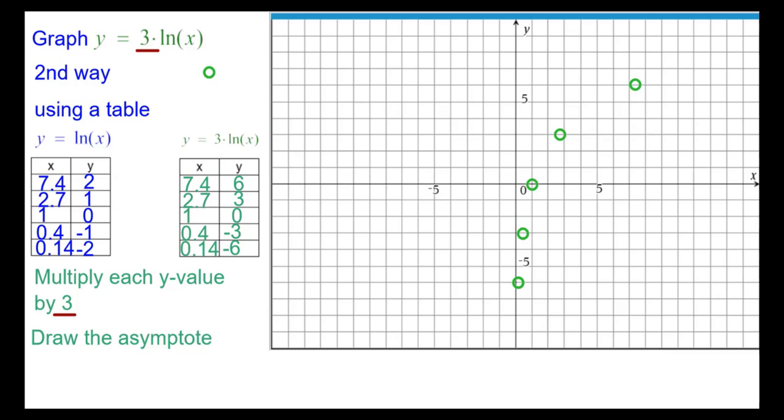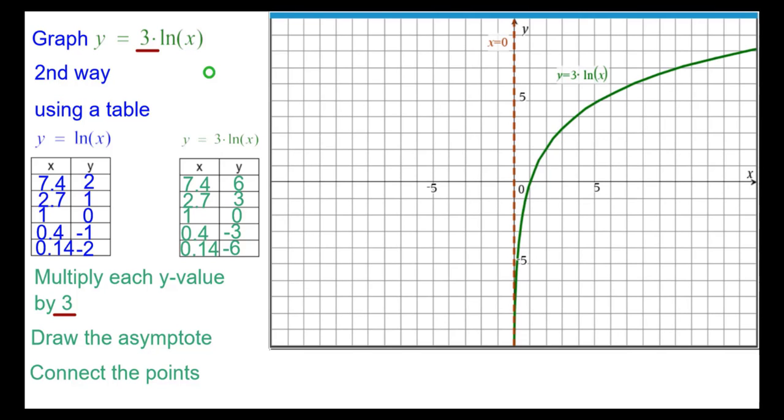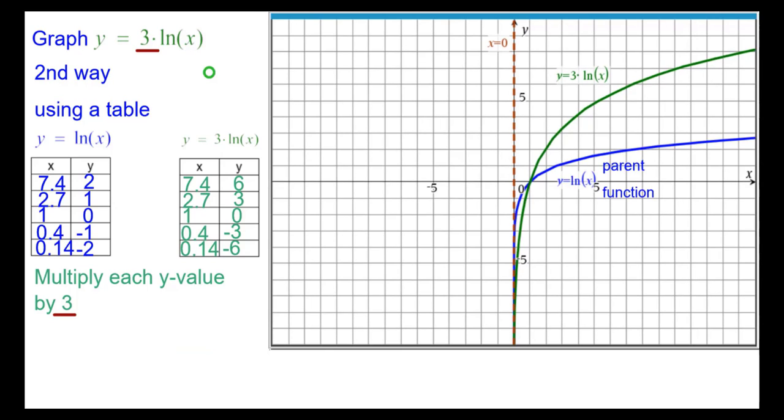Draw the vertical asymptote, the y-axis, the line x equals 0, and that's our boundary line. And then we connect the points using that boundary line and compare it to the parent function.